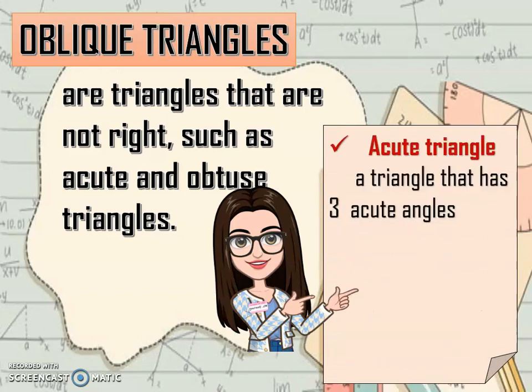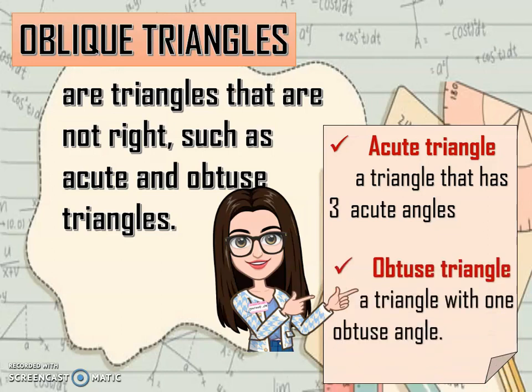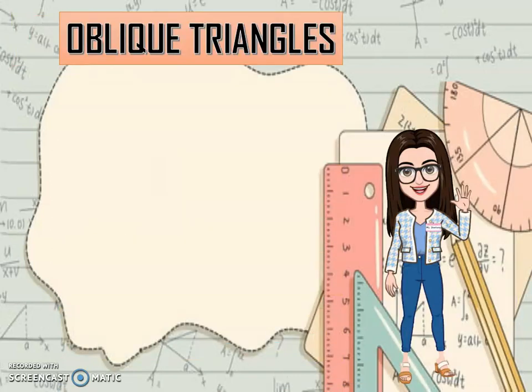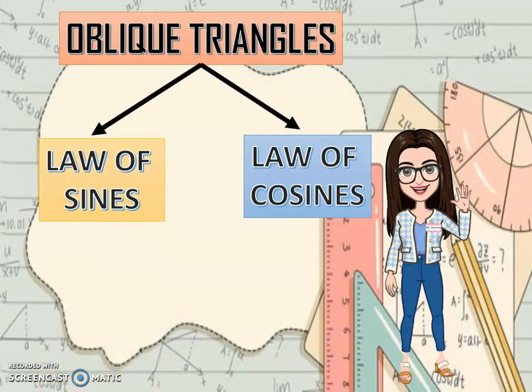As we recall, an acute triangle is a triangle that has three acute angles, while an obtuse triangle is a triangle with one obtuse angle. So these are classified as oblique triangles. We can solve oblique triangles in two ways. We can use the law of sines or the law of cosines.